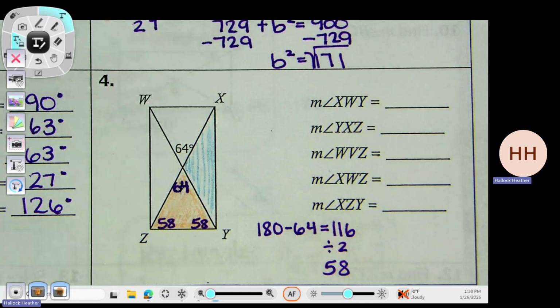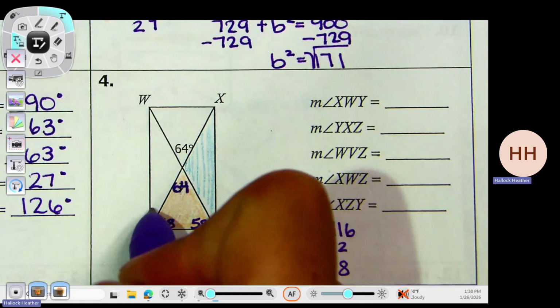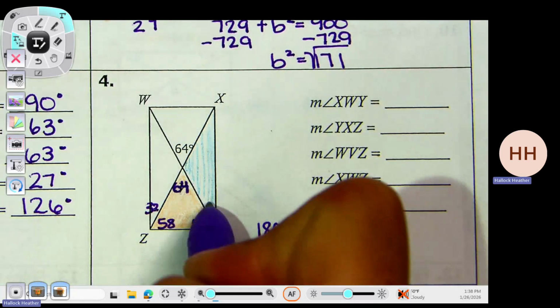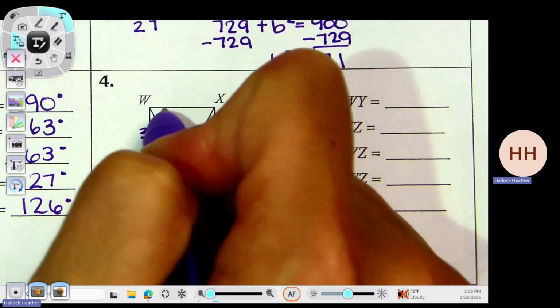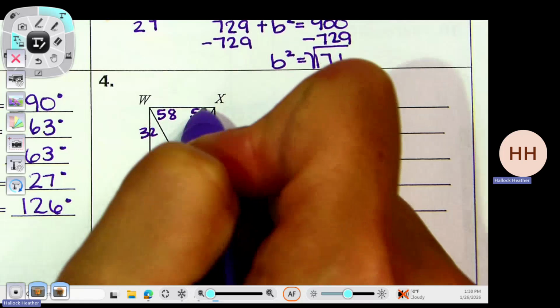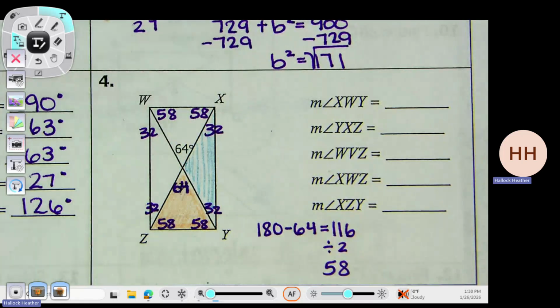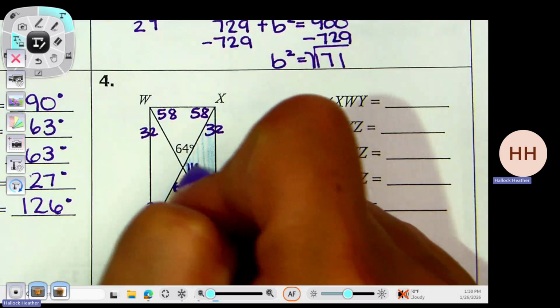So how much should be next to 58? 32. 32, 32, 32, 32, 58, 58. How much is the last angle in the blue triangle? What is it? 116. 116.